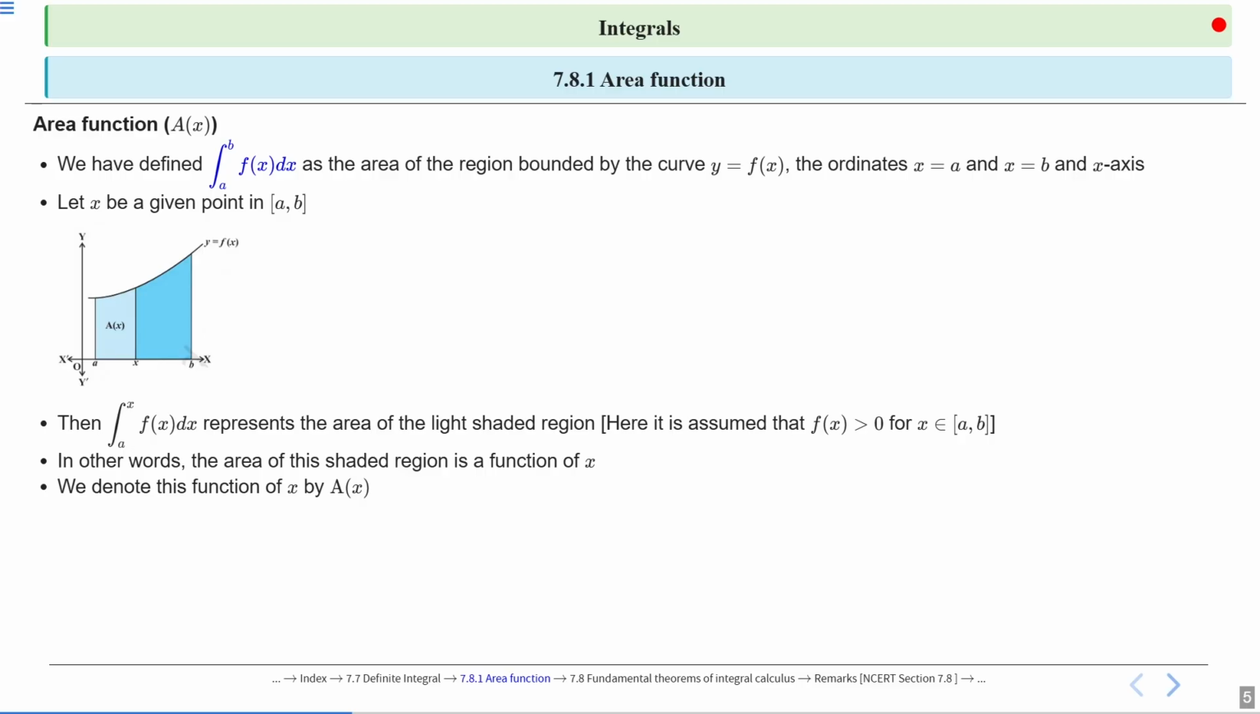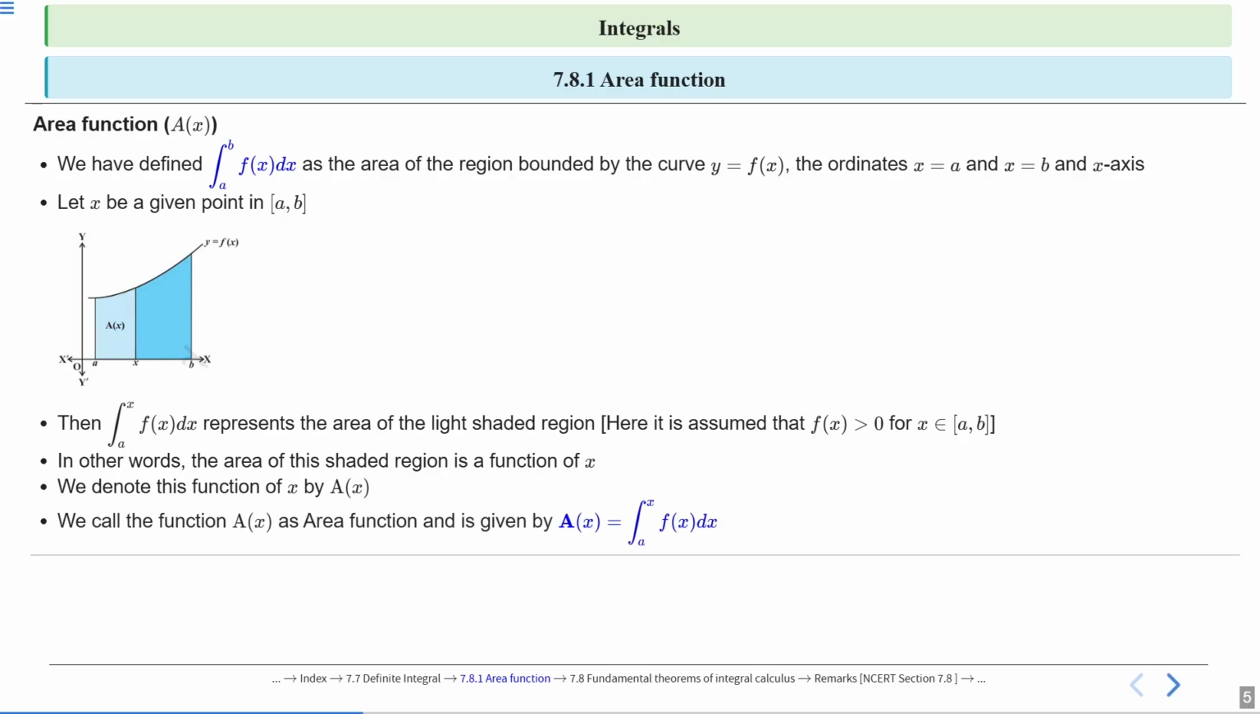We call the function A(x) the area function and it is given by A(x) is equal to definite integral from a to x of f(x) dx. So if we have a question that calculate the area of a function f(x) from 2 to 3, just calculate the definite integral from 2 to 3 of f(x) dx.